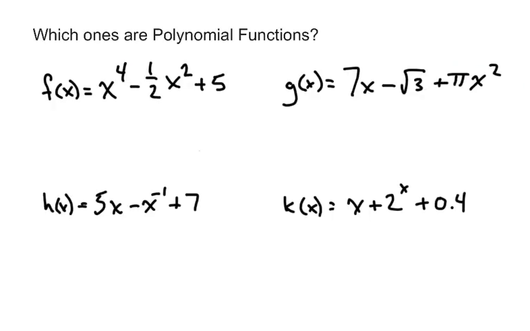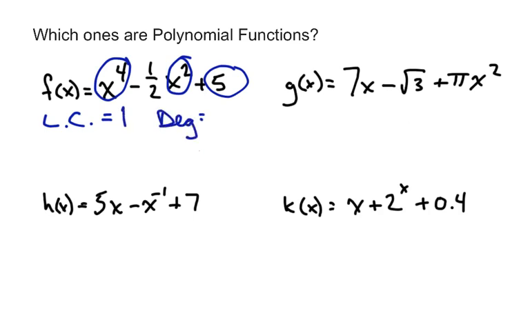So, which of these are polynomial functions? If we look at the first one, look at all the x's. That's how you're really going to tell. We have x to the fourth, x squared, and then the last term doesn't have an x in it at all. This one is a polynomial function because all of those powers are positive whole numbers. So this has a leading coefficient. We look for the biggest power, which is the x to the fourth, and the number in front of it is just 1. The degree of this polynomial is the biggest power, 4. And the constant term, that's the number without an x in it, is just 5.